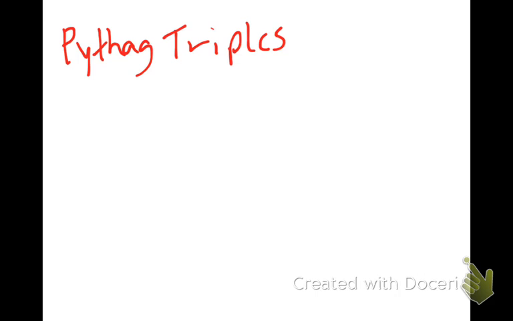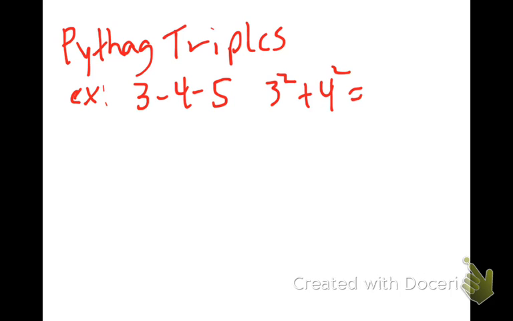Now, I'm going to introduce something called Pythagorean triples. They're combinations of numbers that always make the Pythagorean theorem work. Some examples are 3, 4, and 5. 3 squared is 9, 4 squared is 16. 9 plus 16 is equal to 25.